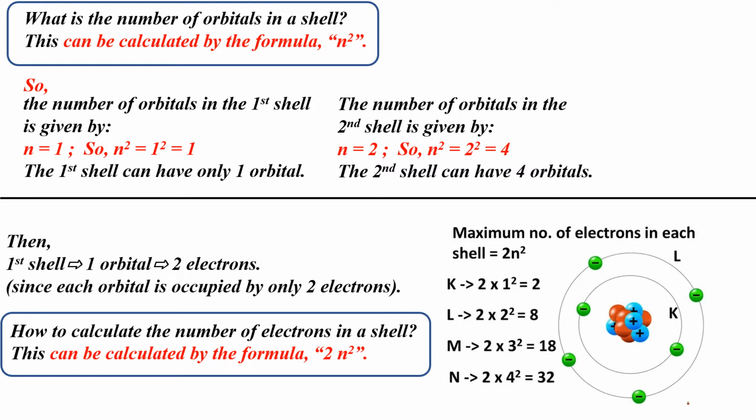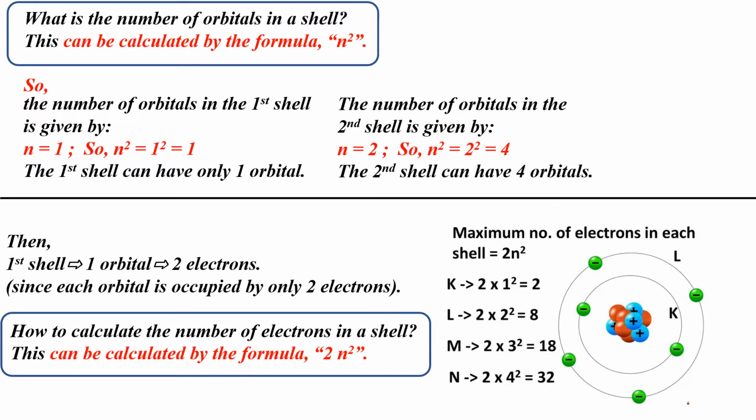How can we calculate the number of orbitals in a shell? Okay, this is very important from the exam point of view. We can calculate the number of orbitals in a shell by the formula n square. So let's calculate the number of orbitals in the first shell. First shell has n is equal to 1. So n square is equal to 1 square, which is equal to 1. So the first shell can have only one orbital.